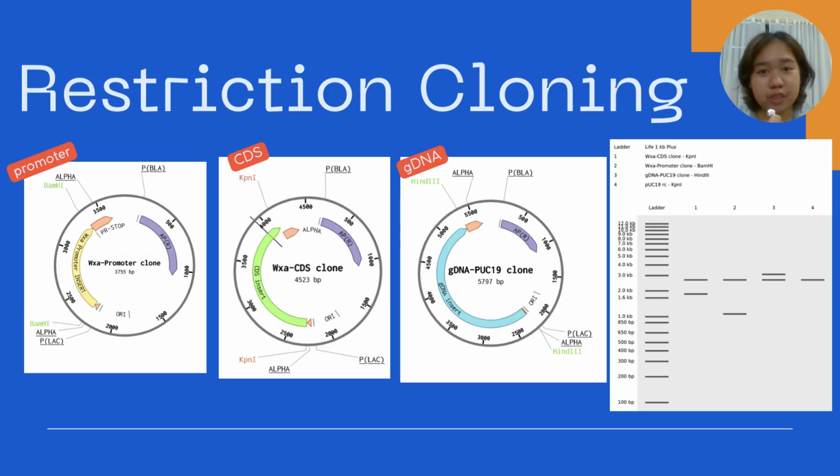Displayed here are the different clone plasmids for our promoters, CDS and gDNA. And the fourth picture shows the gel from our AGE, where these plasmids are digested using their respective restriction enzymes. They showed two different bands, one for the pUC19 vector and the other for the insert.